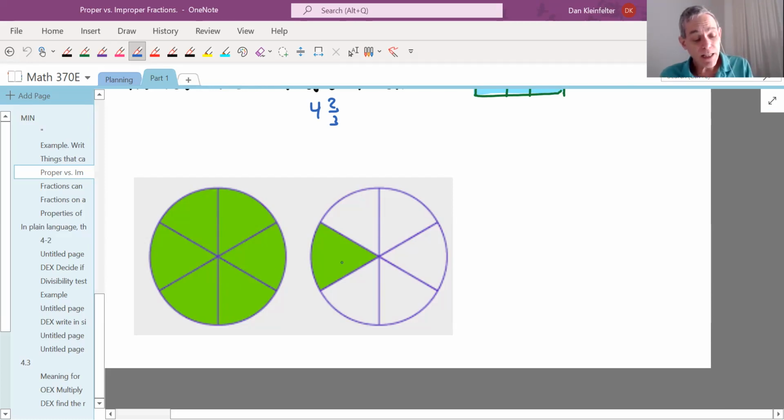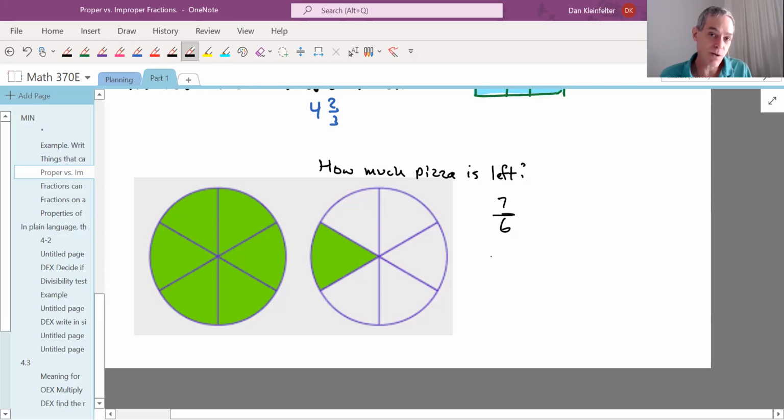If you want to express how much pizza is left, there are several ways of thinking about it. If each pizza is divided into 6 parts, then there are 7 of those slices left. So 7/6 of one pizza. Here I'm considering one whole to be one pizza. We've got a pizza, it's divided into 6 slices. There are 7 of those slices, so we have 7/6 of a pizza.